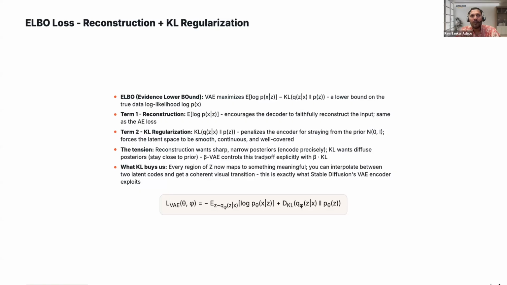And if you put a knob, a beta, in front of the KL term, what you essentially get is a beta VAE, where you crank beta up, and you trade reconstruction sharpness for a cleaner, more disentangled input shape. Well, you can interpolate between two latent spaces and get a very coherent transition.